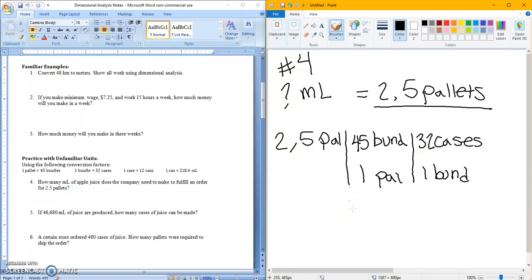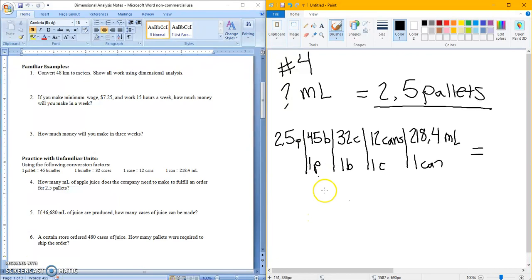See, right now, pause the video and see if you can get all the way to milliliters. Okay, did you get pallets to bundles, bundles to cases, cases to cans, cans to milliliters? If you did, very nice job. You got this down. Make sure you always put in your units first, then put in the numbers. If people start putting in numbers and units at the same time, there's more likely to be mistakes. So before I enter any of this into my calculator, I am going to check to make sure my units work out properly.